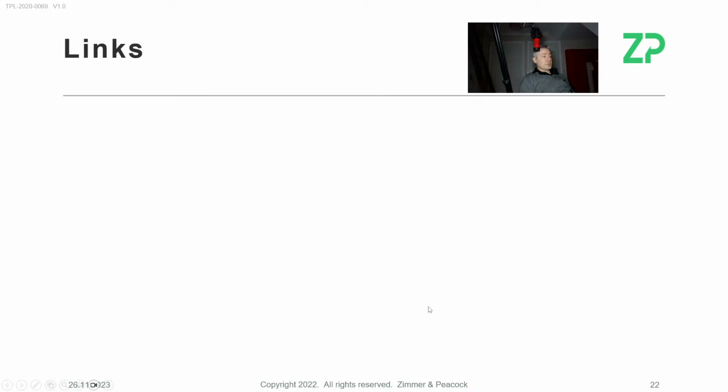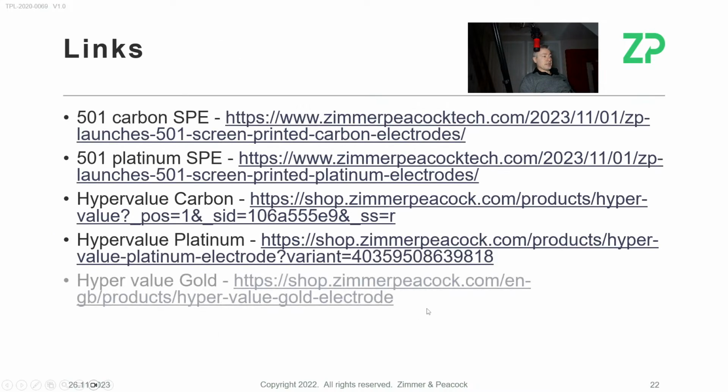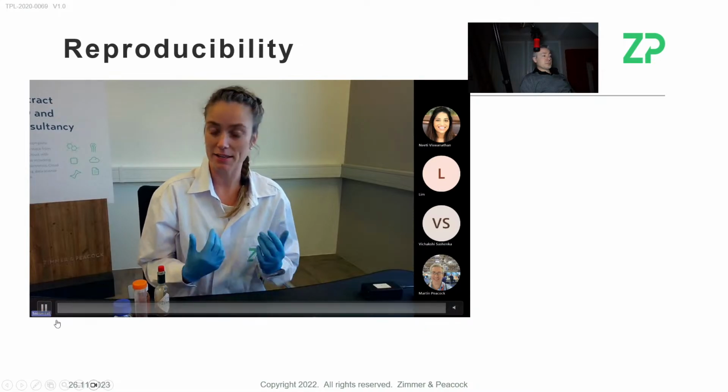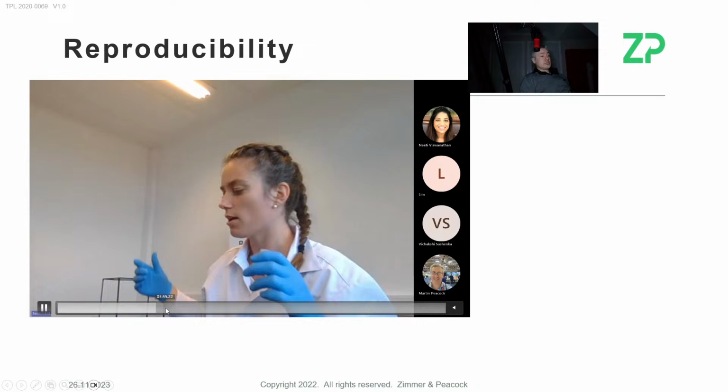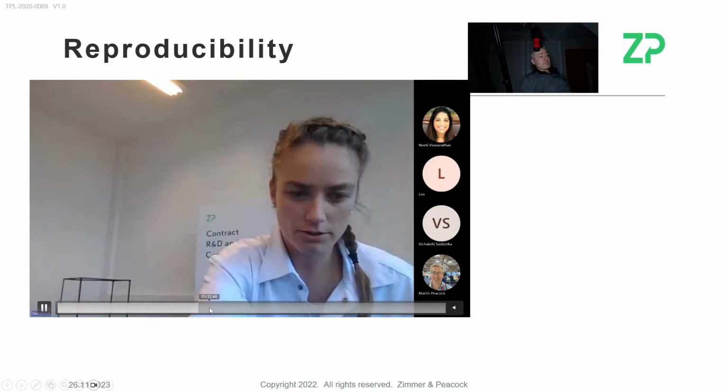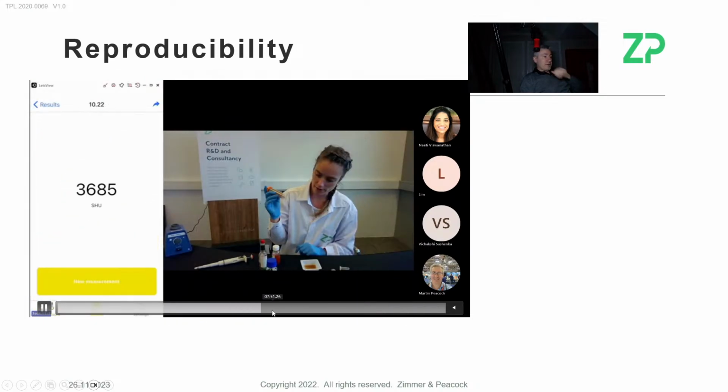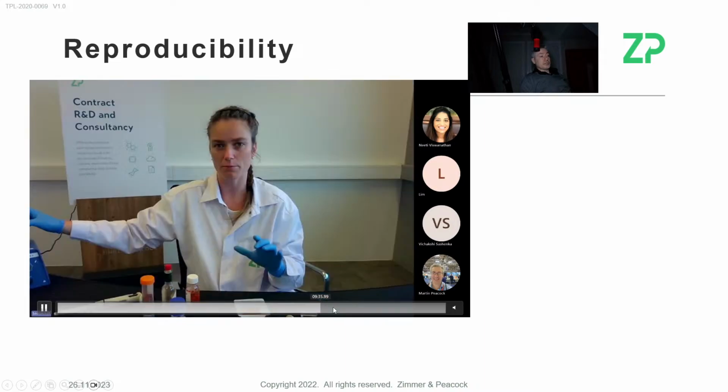Once we've matured it, which we would have on our screen printed electrodes, and I'll put the links here, they're really reproducible. So you'll see us, and I did say please come to the Food Sense webinars, you'll see us do these webinars. We do live demonstrations of how our technology platform can be used in the real world.